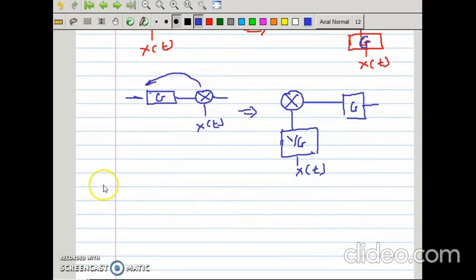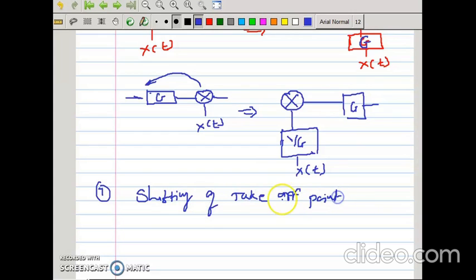Next rule, number 7, shifting of takeoff point. What is the takeoff point? Suppose this is the block, and the takeoff point is here, like this. This is X of t, this is the takeoff point, and this is R of t.